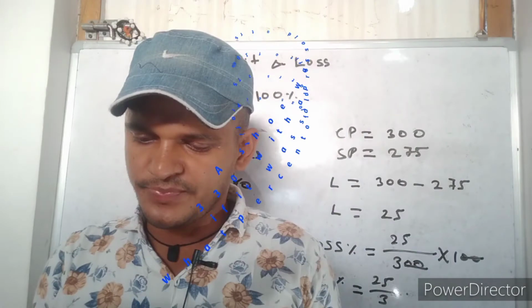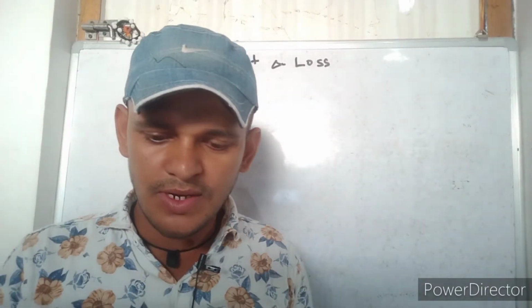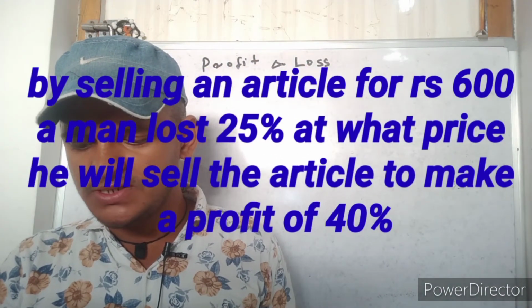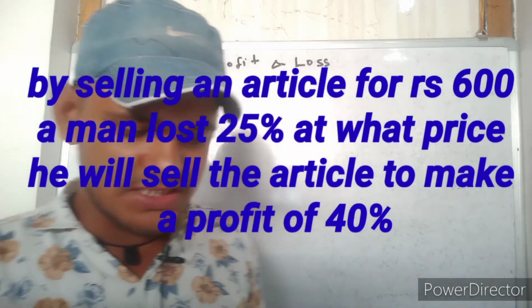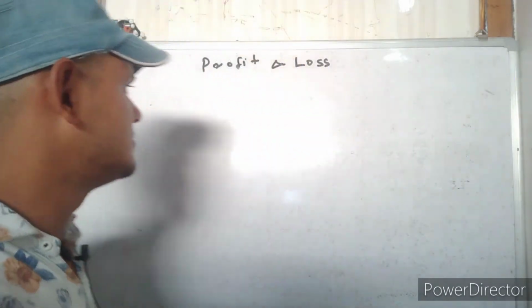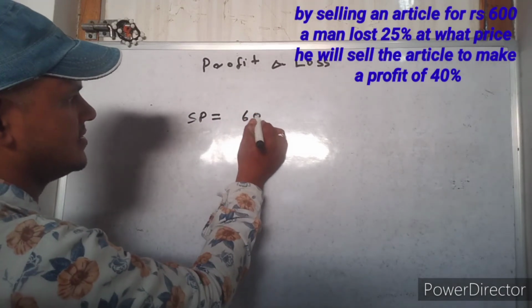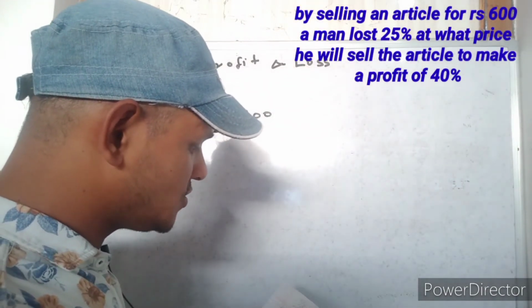Question number 2. By selling an article at Rs 600, a man loses 25%. At what price should he sell the article to make a profit of 40%? This is a very easy question. By selling an article at Rs 600, SP is 600. Okay, and a man loses 25%.